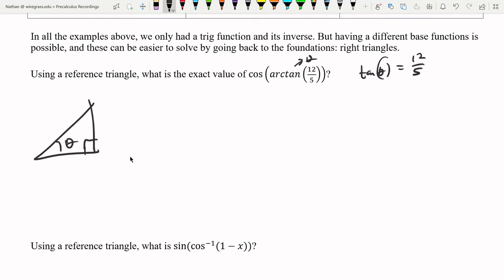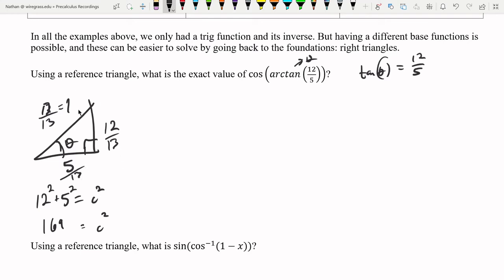And from that, we can create a right triangle. Now, 12 over 5, tangent is y over x, so we can think of this as y over x like this. And doing the right triangle trig, we get 12 squared plus 5 squared equals c squared. This is, of course, c. That's going to give us 169, and that tells us that c is 13. Okay, to make a right triangle within the unit circle, we can just divide everything by 13. And that'll give us a radius of 1.